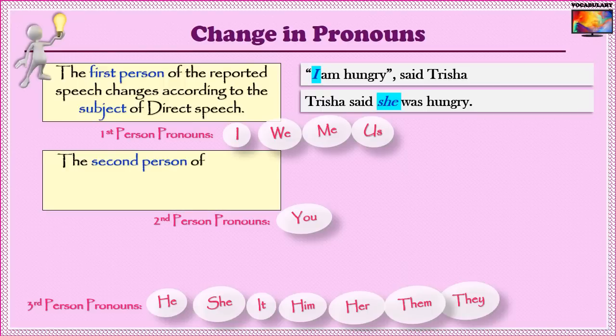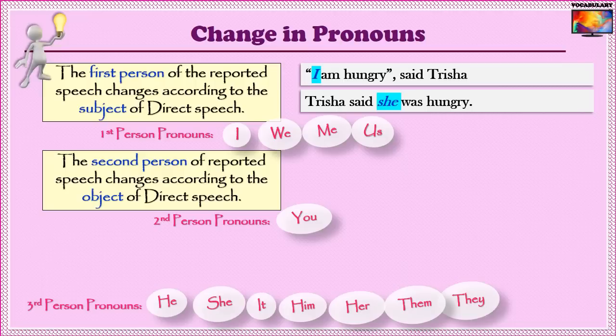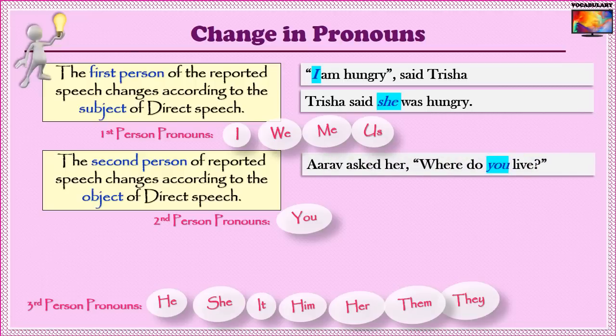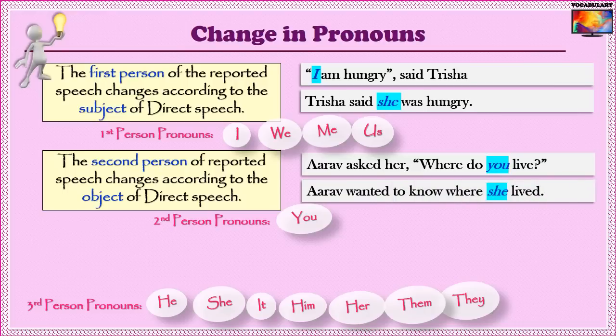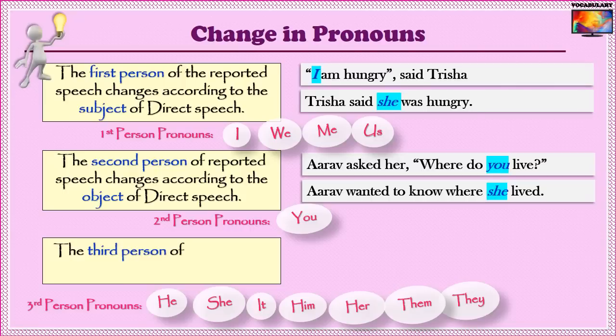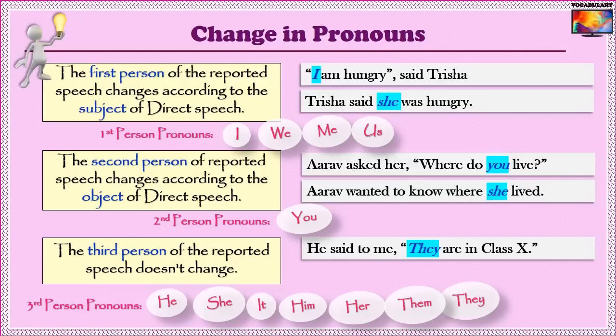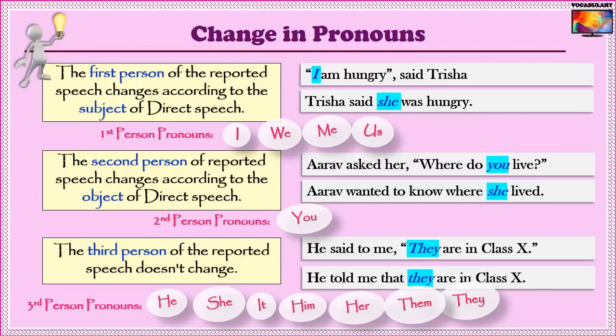The second person of reported speech changes according to the object of reported speech. Arav asked her, "Where do you live?" Arav wanted to know where she lived. You, a second person pronoun, becomes she because the hearer, or the object of the conversation, is a third person. The third person of the reported speech does not change. He said to me, "They are in class 10th." He told me that they are in class 10th. So you can observe that the third person pronoun they remains they.